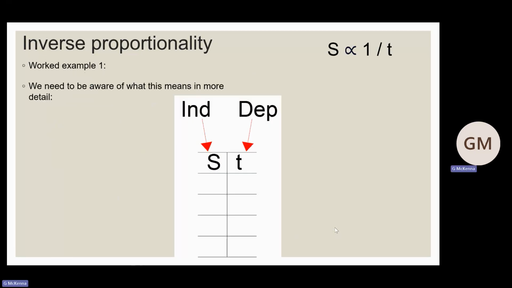Now, we do need to be aware of what's happening here in a little more detail in relation to the mathematics involved. Similar to the previous PowerPoint, we've got our speed, our independent variable. If you're in a car, that's what you can change. And then the time t is the dependent variable. Your journey time will depend upon how high the speed is.